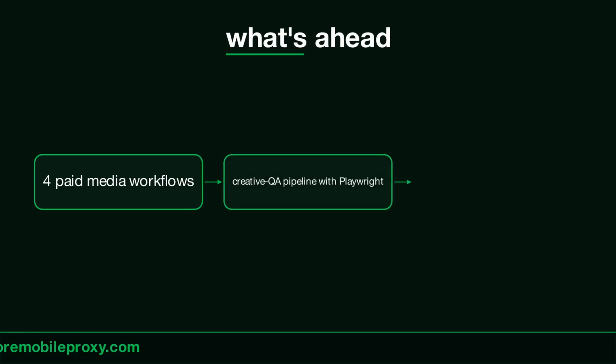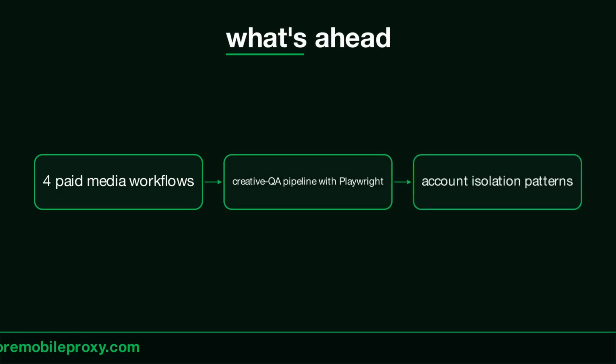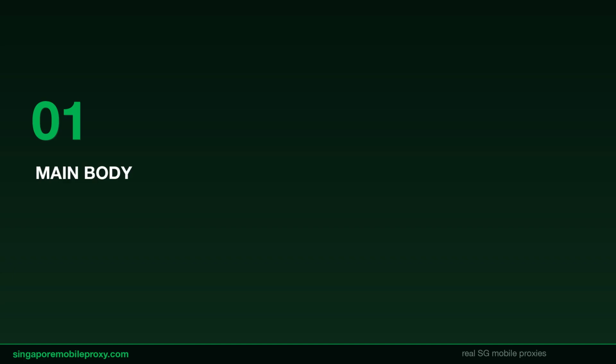Ahead: the 4 paid media workflows that benefit most, a working creative QA pipeline using Playwright and SMP, and the account isolation patterns that prevent the disable-all-accounts cascade. Main body. Why paid media needs mobile?